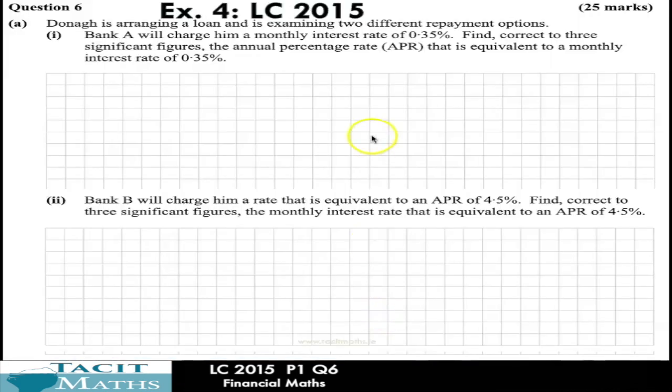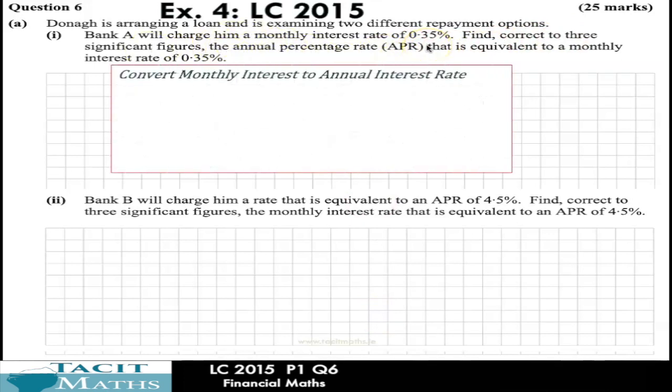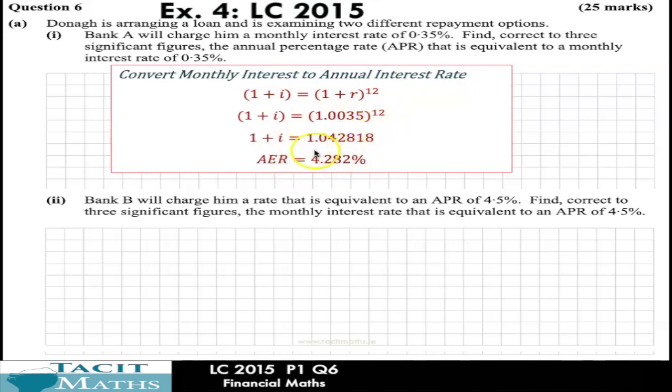Okay, but if you look carefully at this question, we're actually looking for the APR in this case. So just watch out when you're subbing in, in this case we actually have the monthly interest rate and we're looking for the annual interest rate. Right, so just watch out for that. It's actually a lot easier, just doing this to the power 12, subtract 1, so your annual interest rate is actually 4.282%.